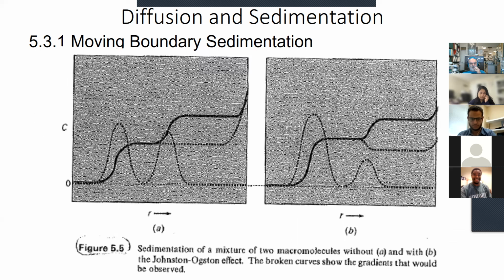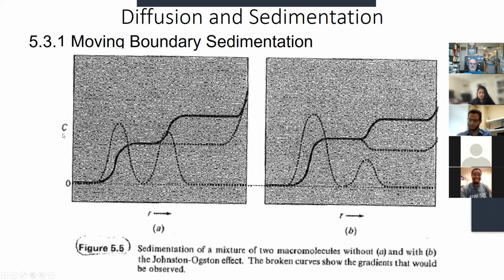Okay, so the classic experiment about non-ideality was reported many, many years ago. There were a series of papers in the 40s and the early 50s on what became known as the Johnston-Ogston effect. And essentially, what you have is a concentration dependence of one molecule on another molecule.